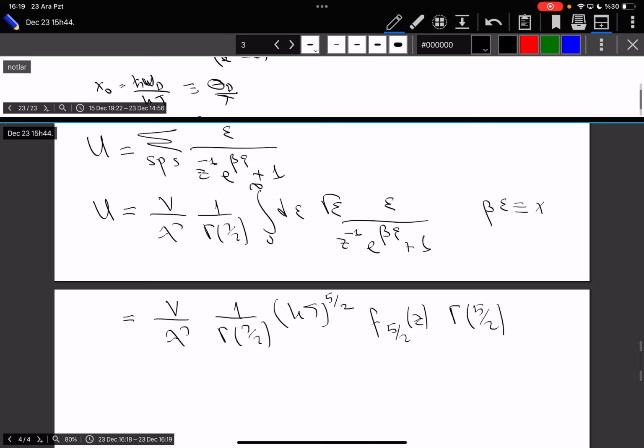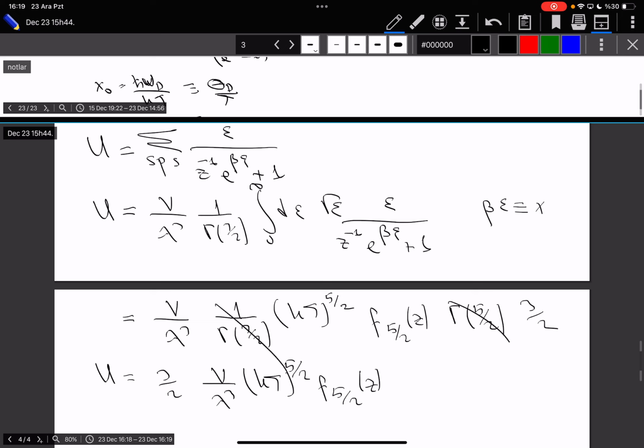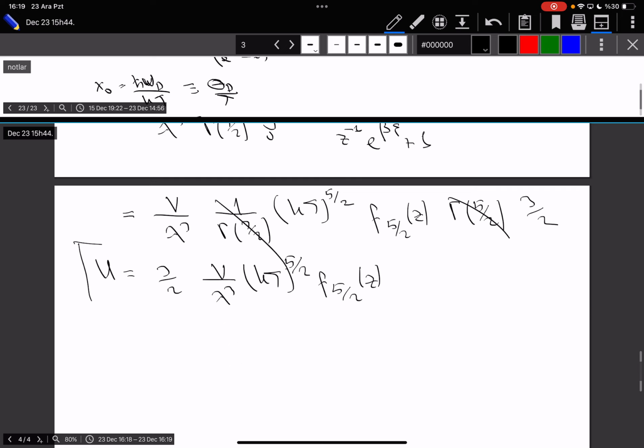times gamma 5 over 2. Well, remember, f 5 over 2 in its definition is that integral after that change of variables divided by gamma 5 over 2. So I'm just multiplying with gamma 5 over 2. So these cancel. I have 3 over 2. So u is 3 over 2 V over lambda cubed kT to the power 5 over 2 f 5 over 2 of z. There is something wrong here.